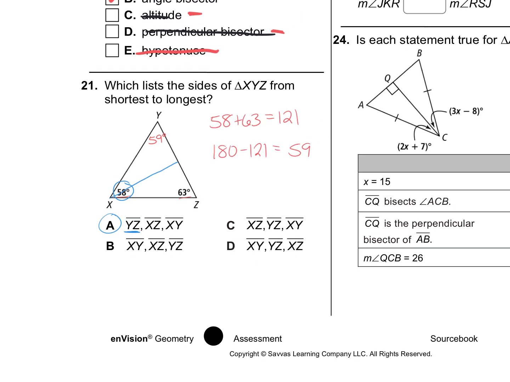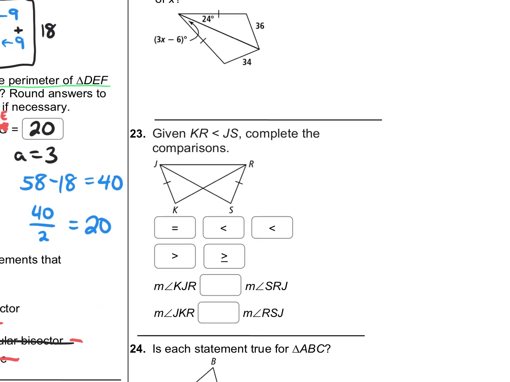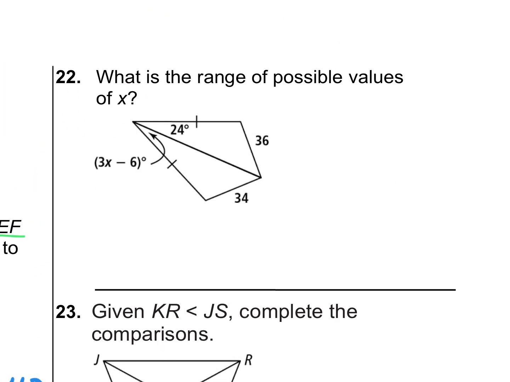Jumping up to number 22. Directions say, what is the range? I had a lot of people ask me that question of what this means. Whenever you see the term range or all possible solutions, you're going to write it as an inequality. Okay, what do I mean by inequality? Greater than, less than, greater than or equal to. Yep.